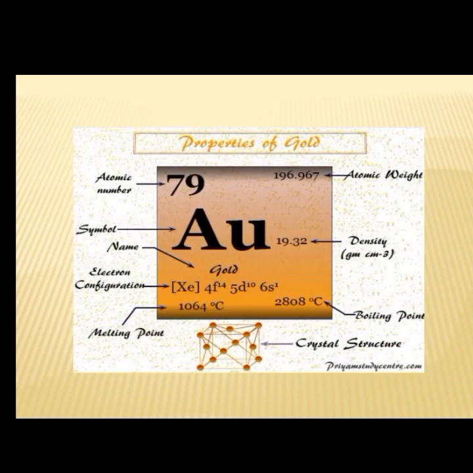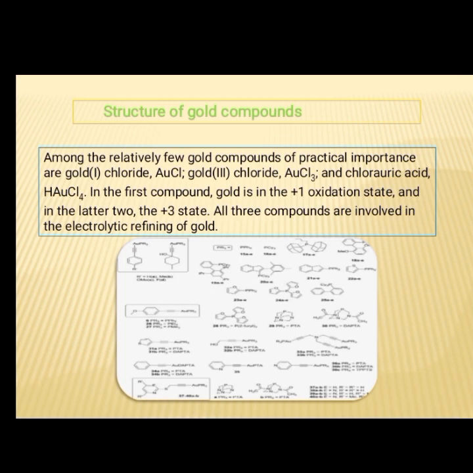Properties of gold. AU symbol, name, gold, electronic configuration, melting point 1064 Celsius, boiling point 2808 Celsius, crystal structure, atomic weight 196.967, density 19.32.